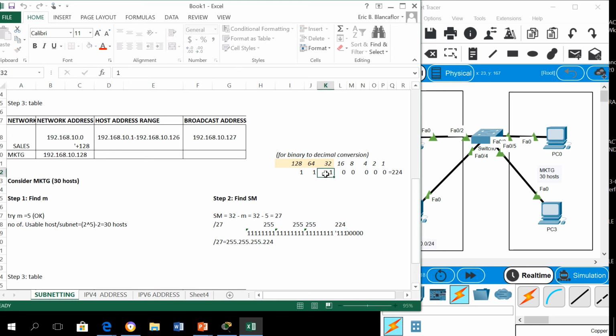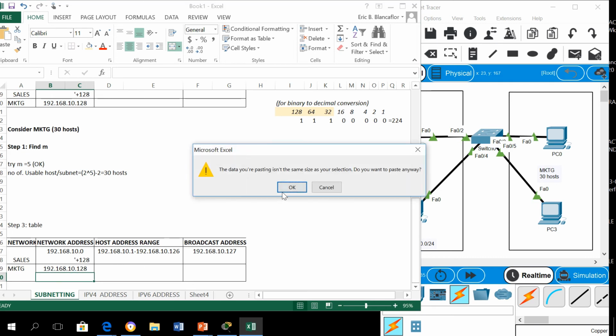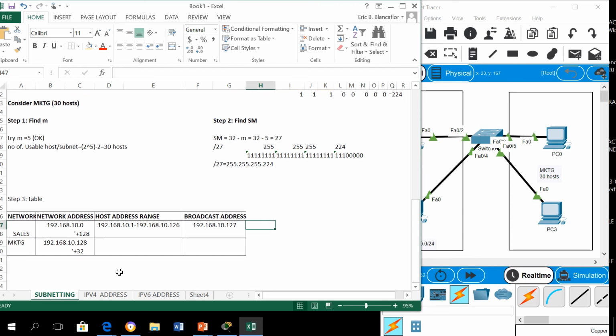And then we need to find in its positional notation where it lies, and it lies at 32. So with that 32, what we are to do is to add, right? A while ago, the rightmost network bit fell on 128, so we added 128. This time it's 32, so we add it to the 128. So 128 plus 32 is 160.